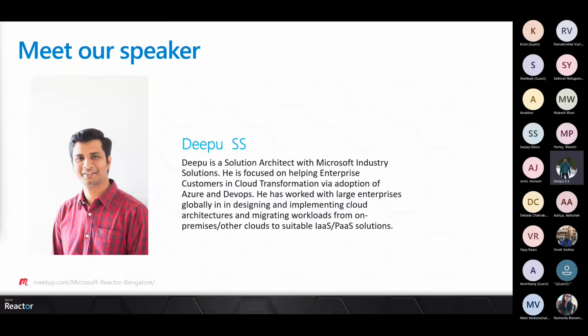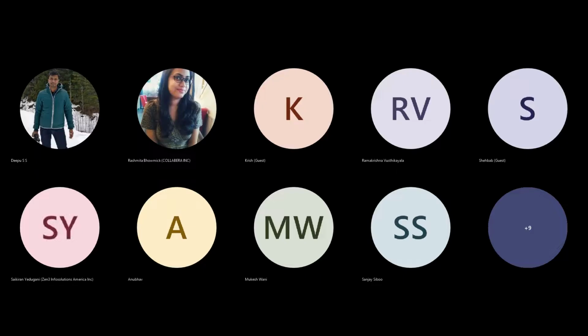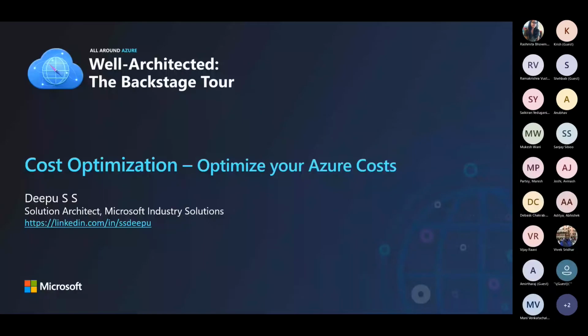Thanks, Rashmita. Hi, everyone. Let me quickly share my screen. All right, I hope it's visible now. So let's get started. As part of the Azure Well-Architected Framework session today, we will talk about Azure cost optimization as well as operational excellence. My name is Deepu and I'm a solution architect with Microsoft Industry Solutions, and we help customers adopt Azure and DevOps and in their digital transformation and Azure adoption, right? We work with customers in designing solutions for them, implementing them, and helping them in running their day-to-day operations as well. So with that, let me quickly move to our topic today.